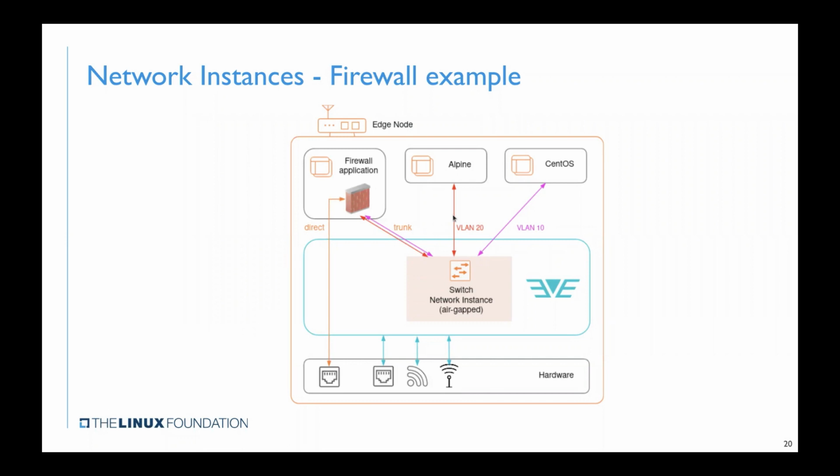In this case, also separated into VLANs. Maybe you might want to have different policies for these VLANs. And the switch network instance is not connected with any network adapter, so it's air-gapped. This is to enforce that all the traffic that goes out from these applications, or into those applications from some external endpoint, has to go through the firewall application that applies some policies.